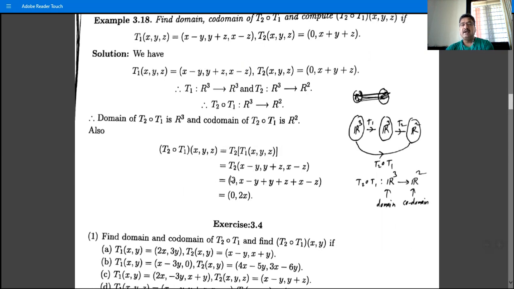This is given. And T2 of this is what? T2 of XYZ is this, 0. So right, T2 of this is what? 0. And what is the second component, the y component?